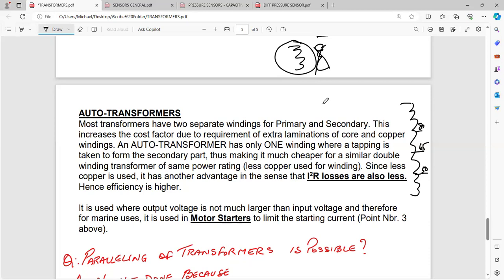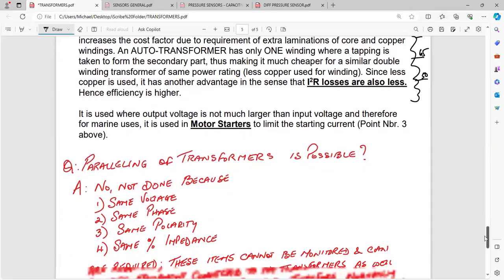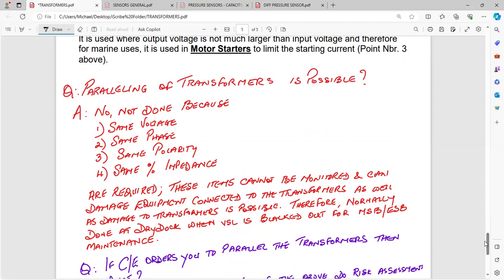Right. Okay. So there are some questions. Paralleling of transformers, is that possible? Remember, on your MSB, I'm only going to draw that section. On your MSB, low voltage section, you're going to have two MCCBs, right? Two MCCBs.